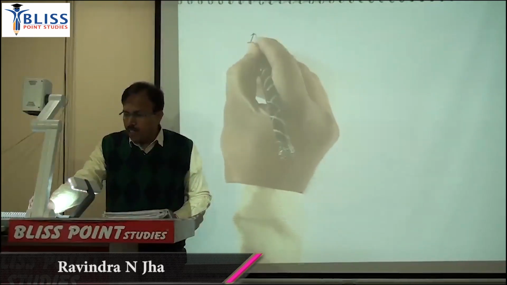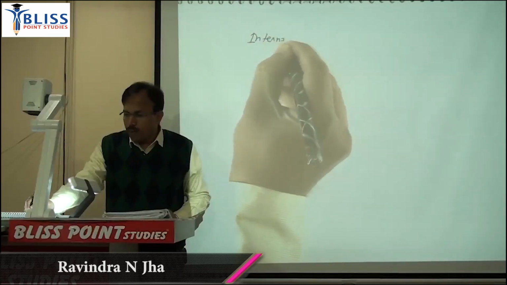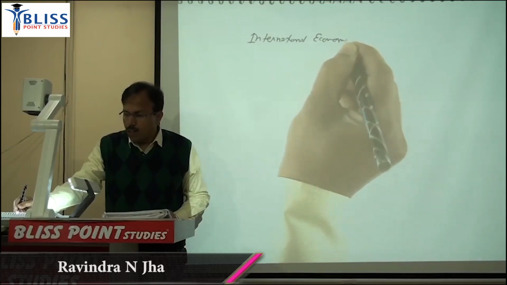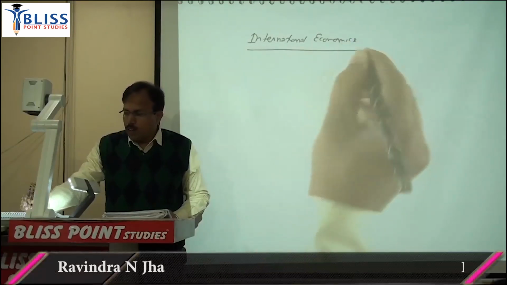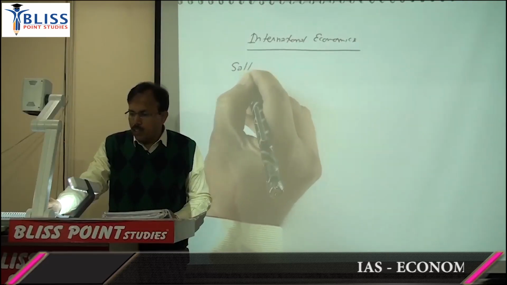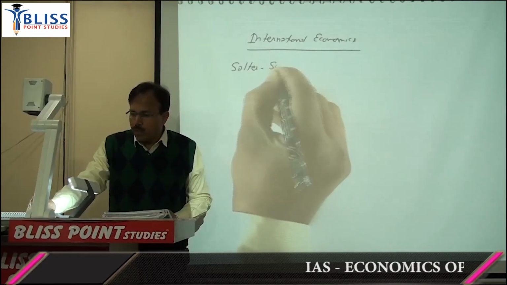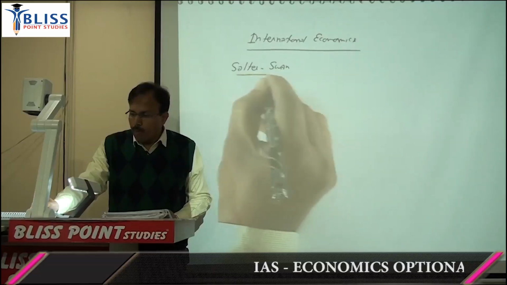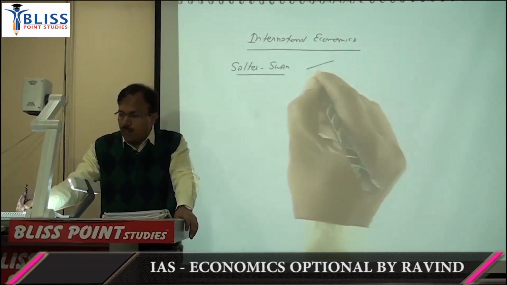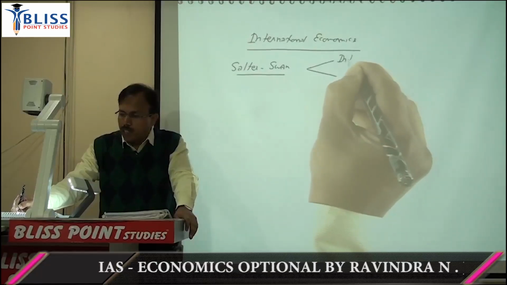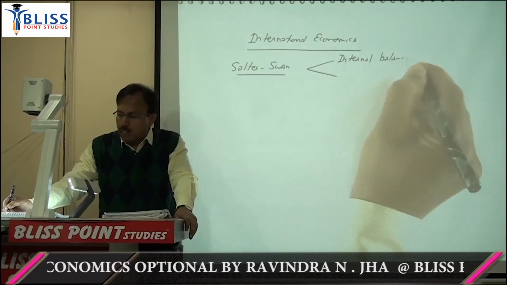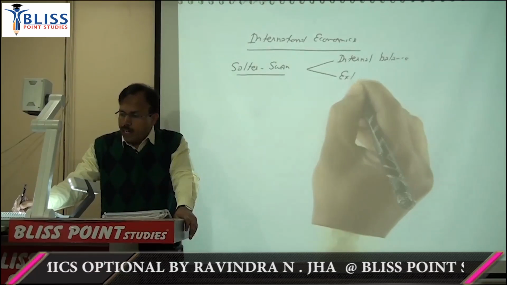Within international economics, we have to explain a Salter-Swan diagram, and this diagram is basically explaining the balance of internal and external balance.